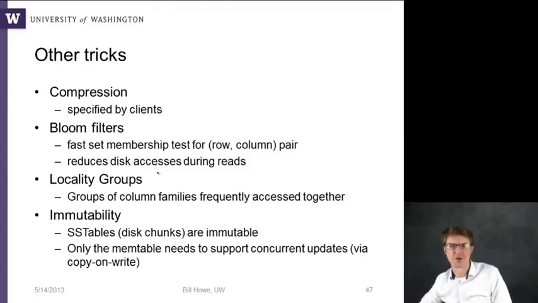All right. And then there's locality groups you can define, which is another layer of organization on top of families. And these are groups of column families that tend to be accessed together. Fine. And then another trick here is to make sure that the SS tables, these disk chunks, are actually immutable. They never get written directly. The only time they get written is when these major compactions happen and the whole thing is sort of reorganized. And so that means that the only writable data structure is this mem table. And so the amount of concurrency control needed remains pretty simple.